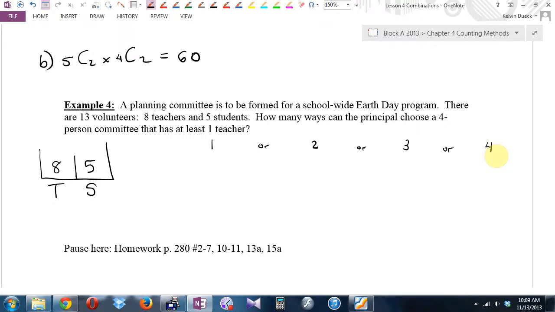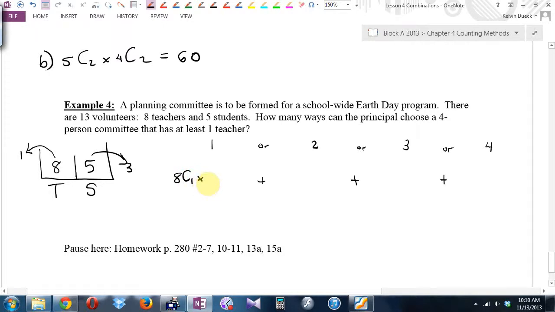And who remembers what I said last day? What does the word or mean? Or means add. And means times. So it's going to be a plus sign here, a plus sign here, and a plus sign here. How many teachers in the first case? 1. So it's going to look like this. Arrow, 1 teacher. How many students then? 3, got it. Do you remember how we translated this into choose speak? What choose what? 8 choose 1 and times what choose what?